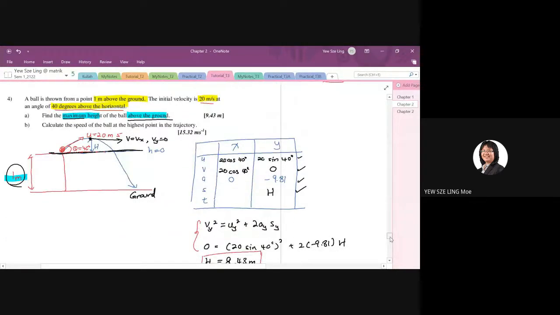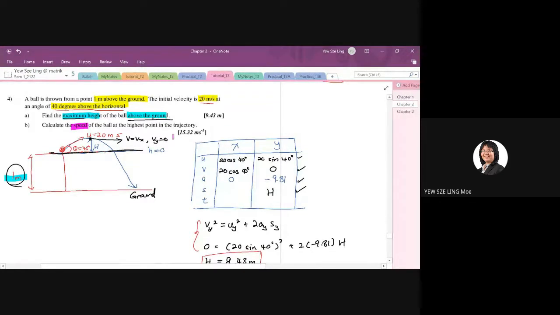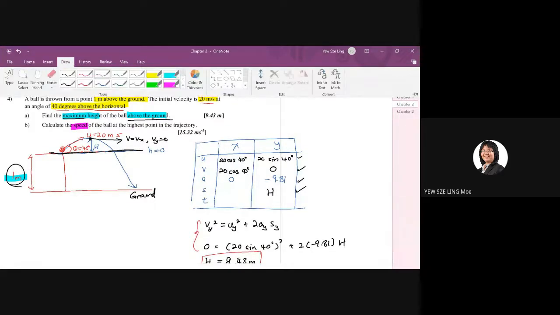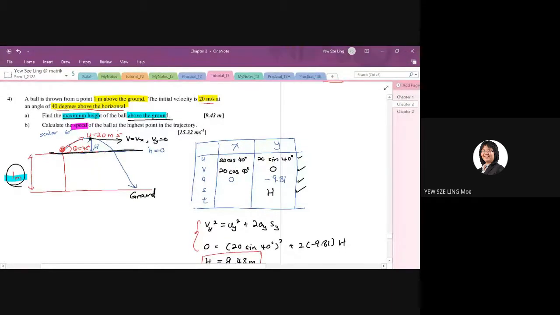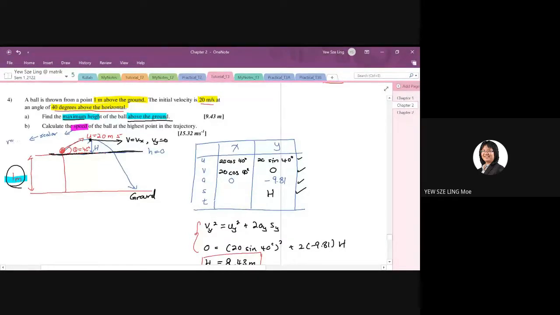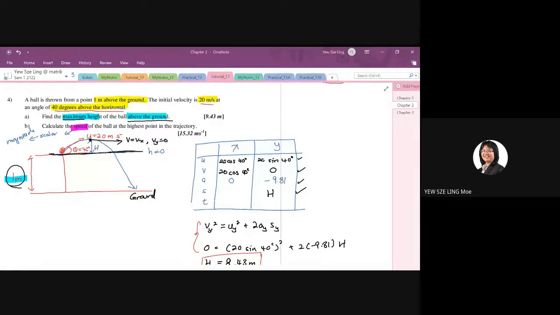Alright, now question B. Calculate the speed. Now you look at this question. This question is asking for speed. Speed is a scalar quantity, so in this case, you don't need direction, no need for direction, which means it's just the magnitude. So calculate the speed of the ball at the highest point in the trajectory. The highest point of the trajectory means that it's asking for the speed at maximum height.